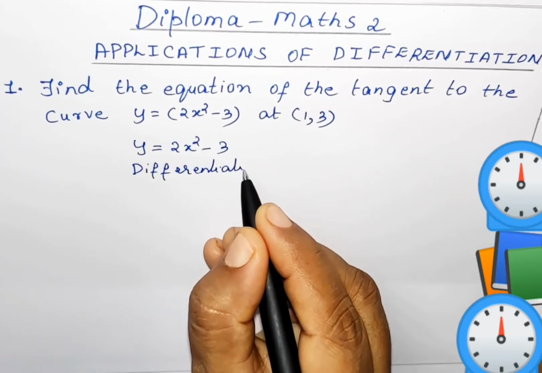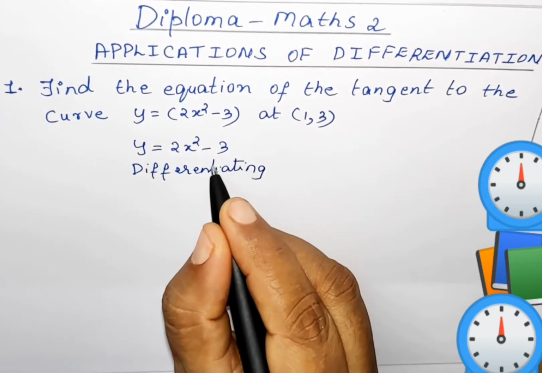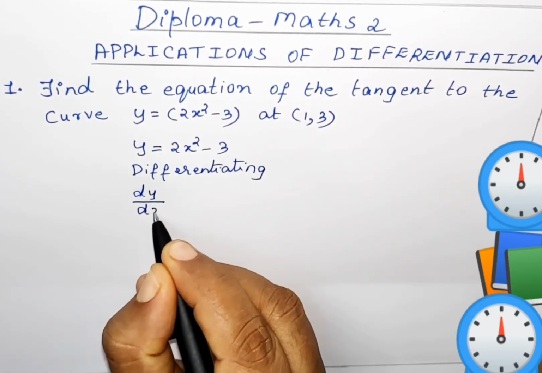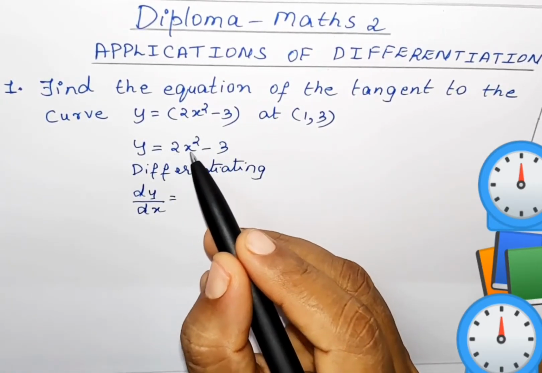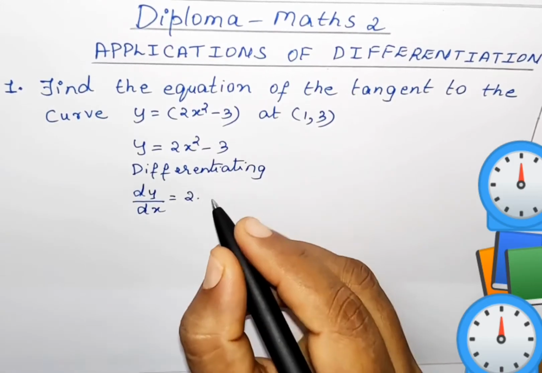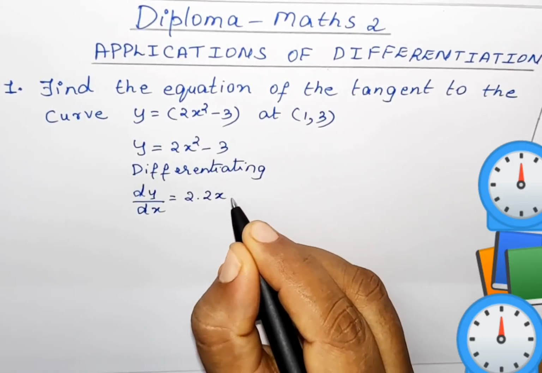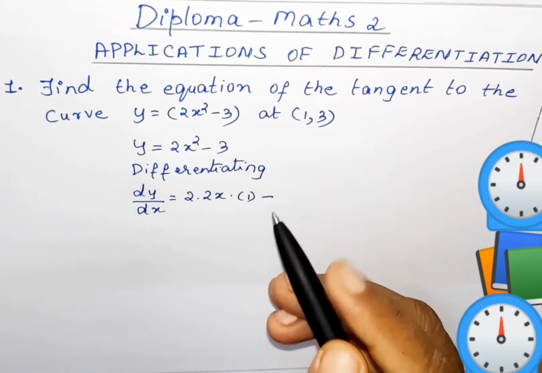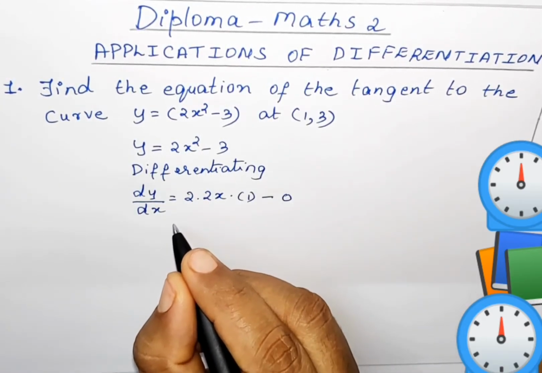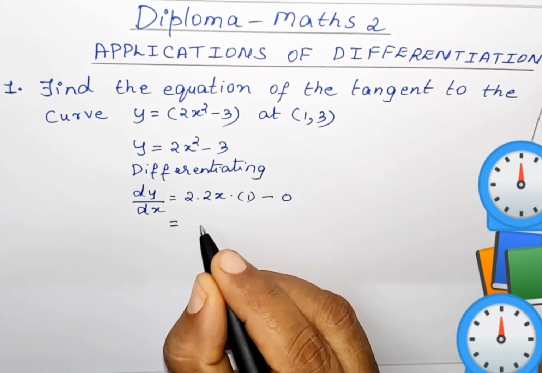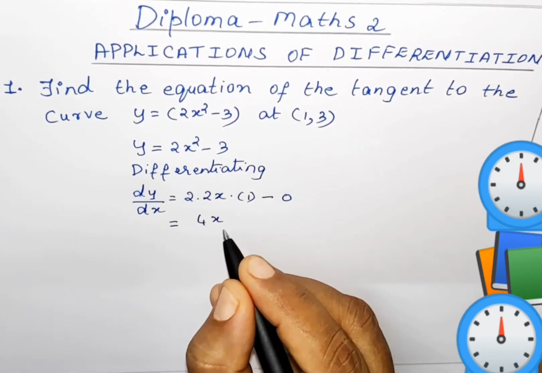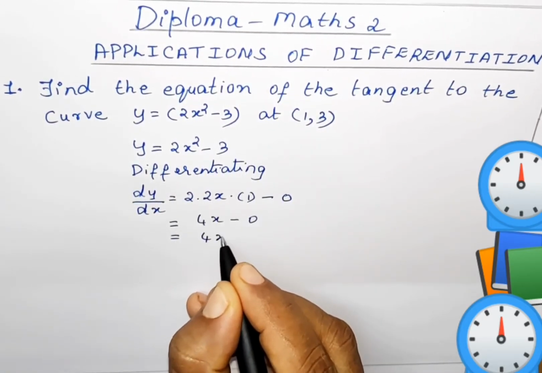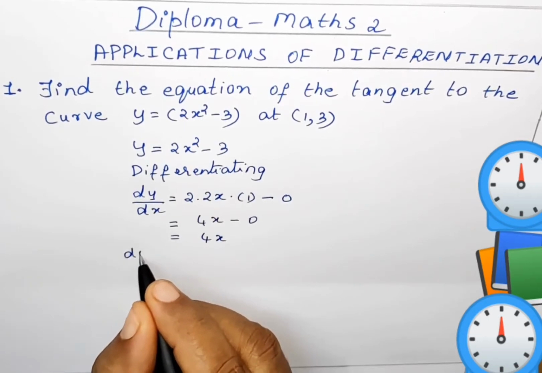So, let us write the step differentiating. That is, we have to differentiate with respect to x. When we differentiate y, it becomes dy by dx is equal to, you can observe 2 is a constant and x square is a function. So 2 into d by dx of x square is 2x. Again, when we differentiate x, it becomes 1. Minus d by dx of 3 is 0 since it is a constant. Now 2 2s are 4x into 1 is 4x minus 0, which is equal to 4x.